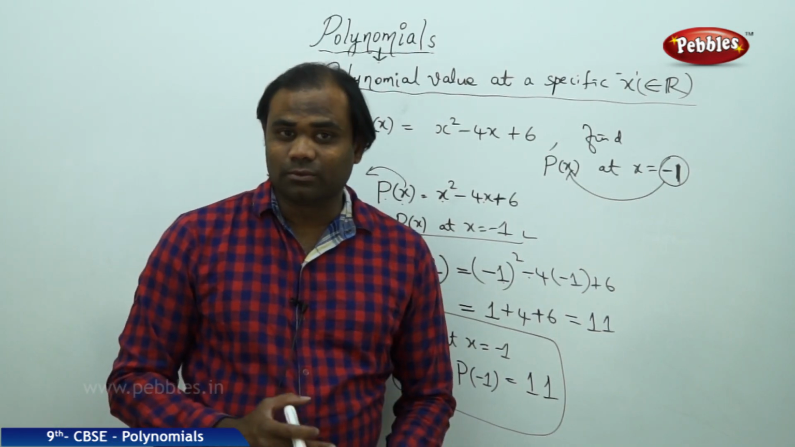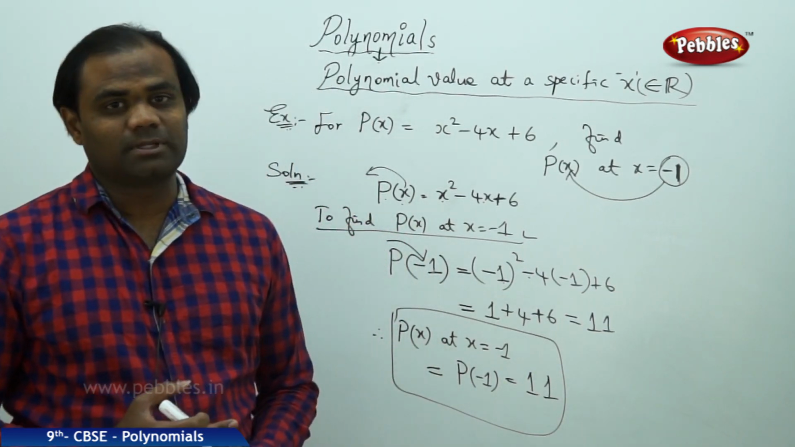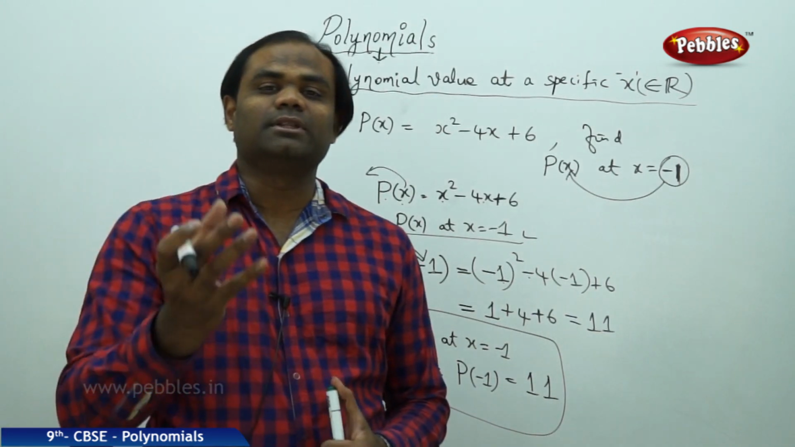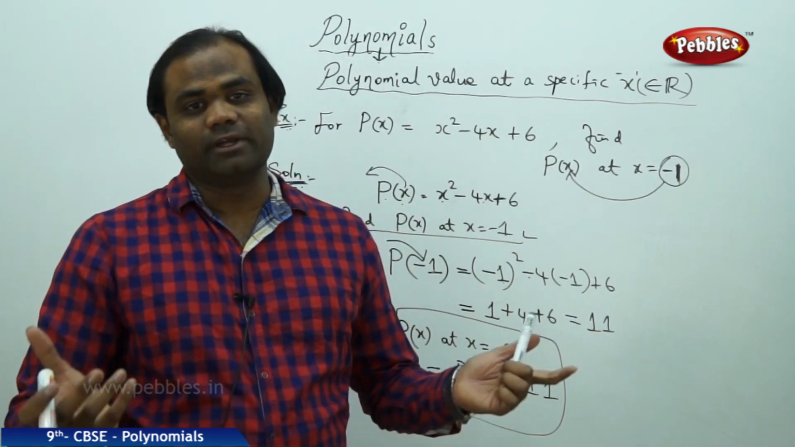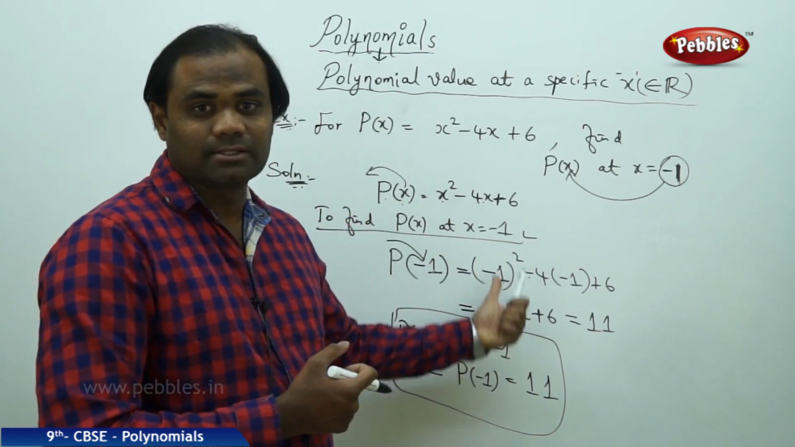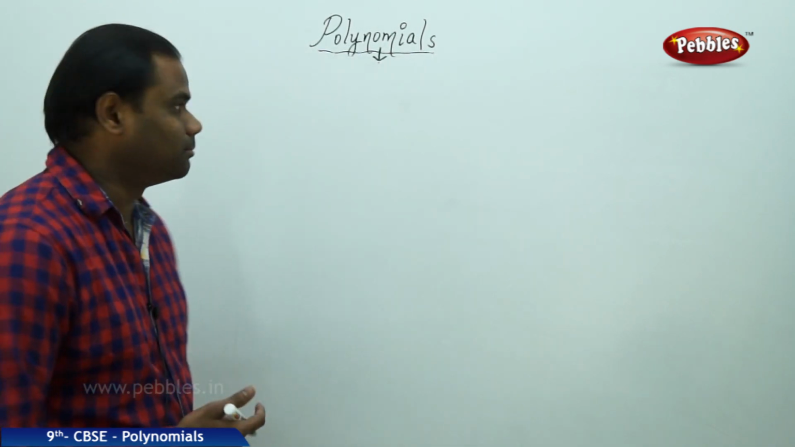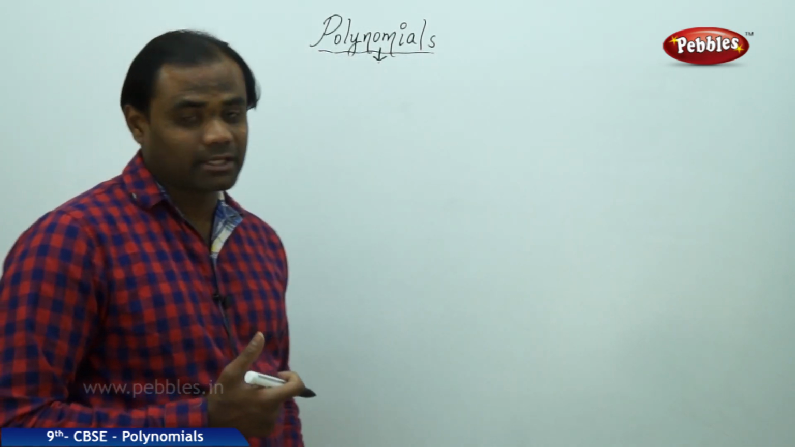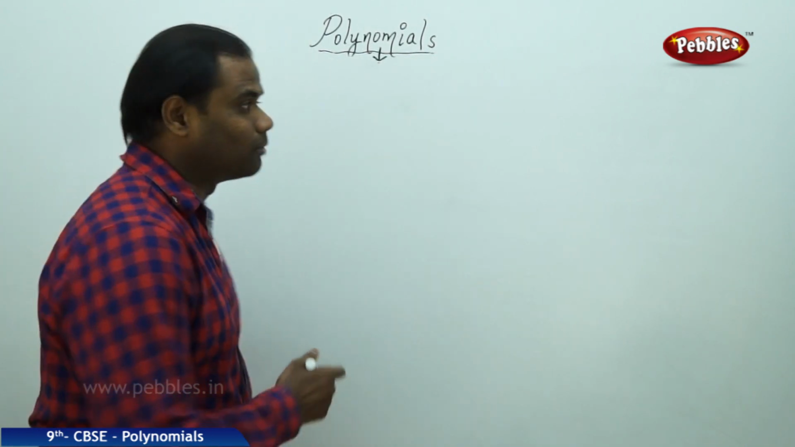So the polynomial value can be found for that specific value by simply substituting that specific value in place of the variable x in the polynomial, as seen in this example problem. The next important definition in the continued session of polynomials is zeros of a polynomial. It is very important to understand the definition of zeros of a polynomial. So let's see in today's session about zeros of a polynomial.